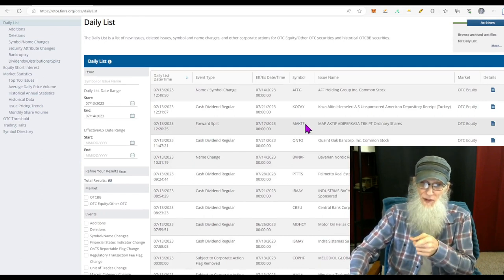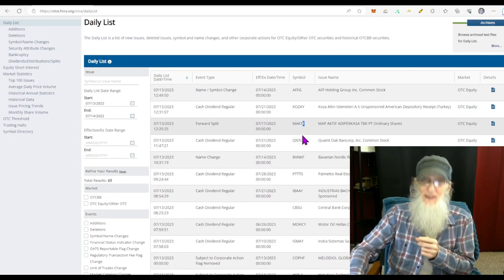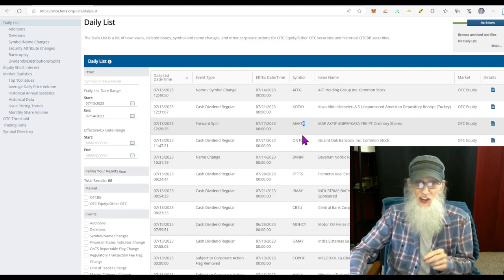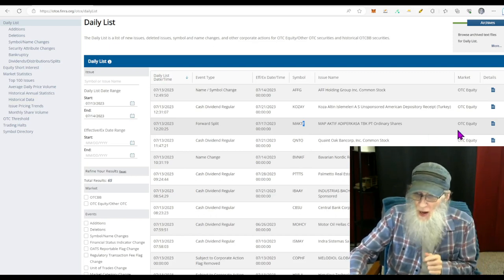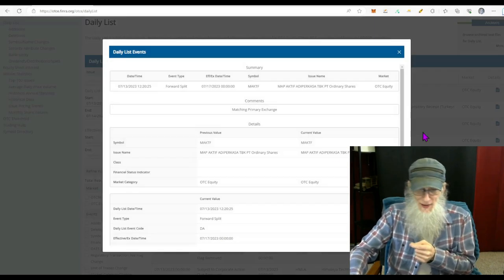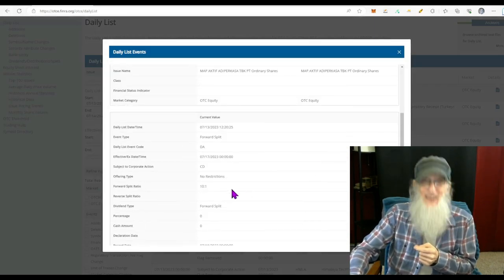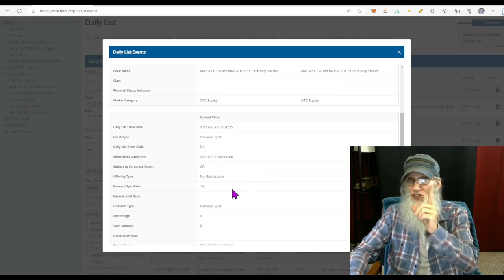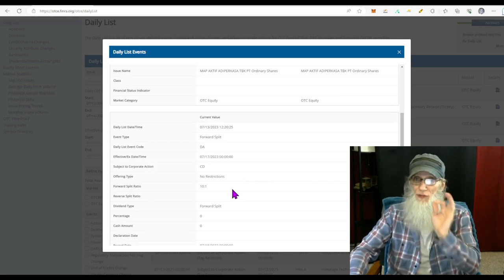Oh, it's got an F. You see that F on the end? That tells me it is on the OTC and it's a foreign company. This has not happened yet. That is happening on the 17th. Let's see, what is it? It is a 10 to 1. For every one share you have, they're going to give you 10 free shares.